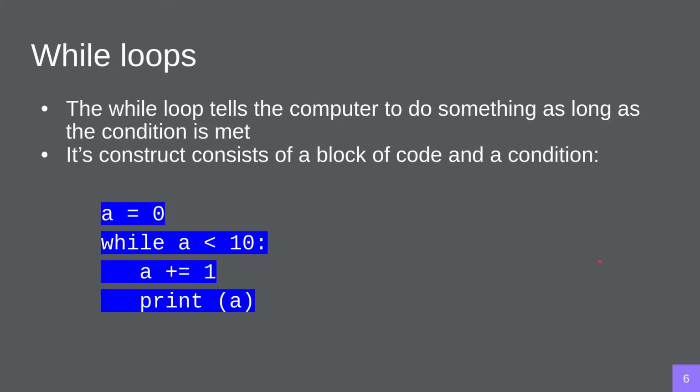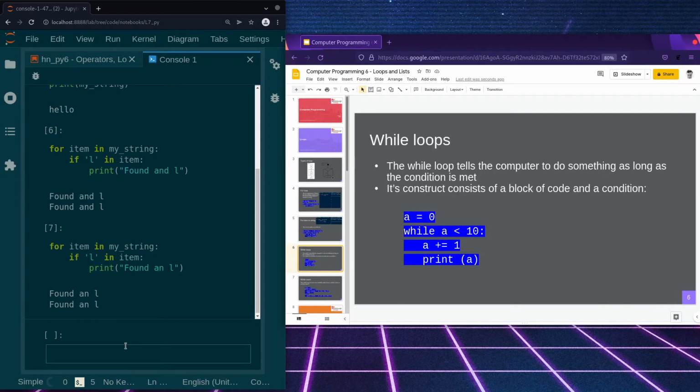Okay. While loops now. The while loop tells the computer to do something as long as a condition is met, or until a condition's met. So we use this keyword while, and then there's a condition. It's kind of similar to an if statement, but it's an if statement that'll keep going until something happens. Okay, so A here is going to be 0, and while A is less than 10, A plus equals 1, print A. So let me show you this in action.